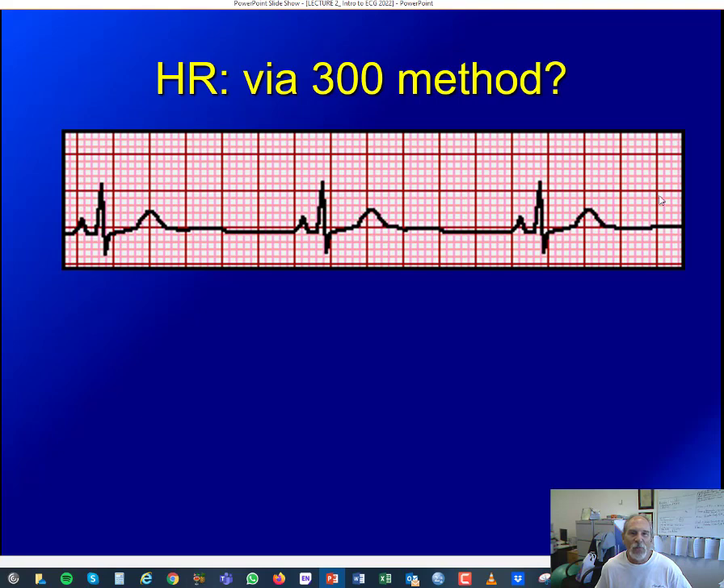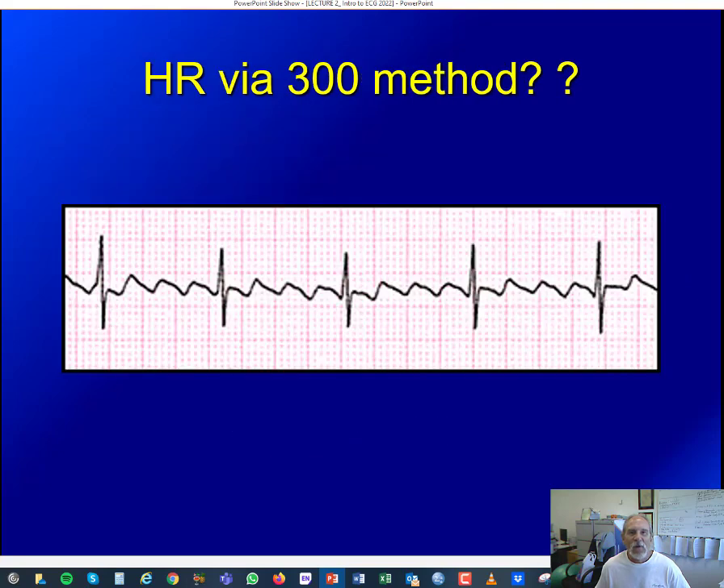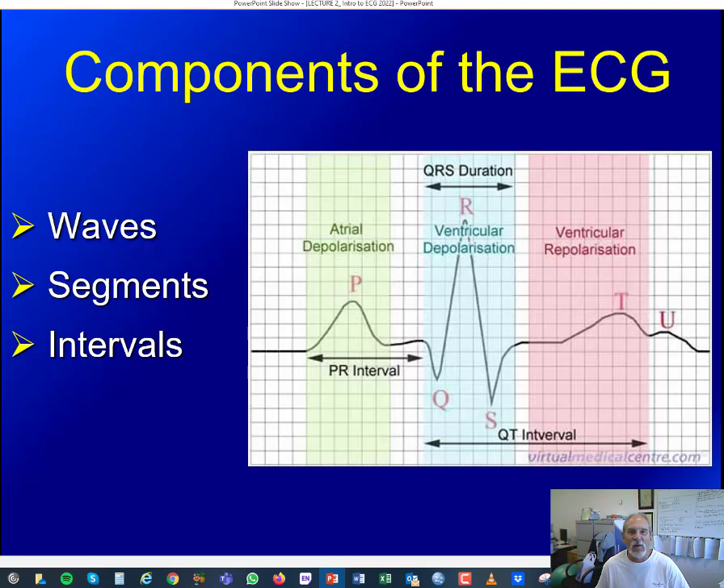So let's look at the 300 method. You can go through, look at that. And really it boils down to about 50 beats per minute. Another one via the 300 method, and you can see there's 4 in that period, so 75 beats per minute.